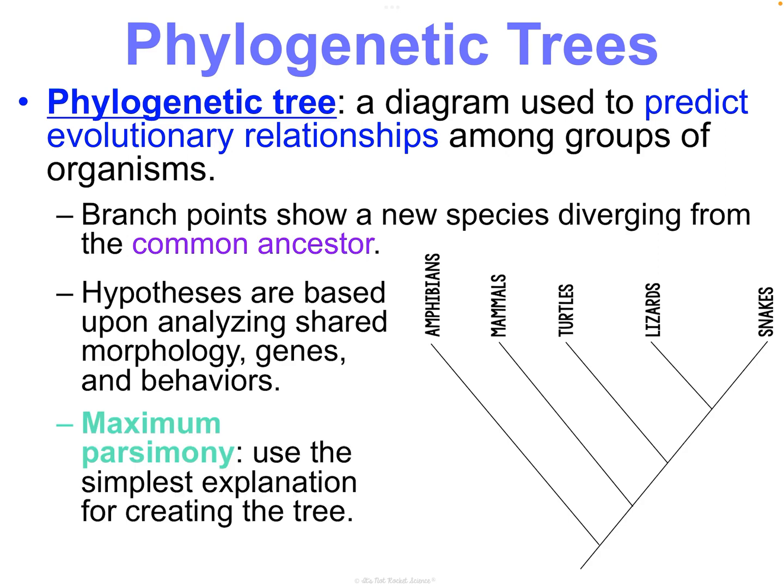And then maximum parsimony uses the simplest explanation for creating the tree. It creates the easiest connections between all of the different organisms in our tree.